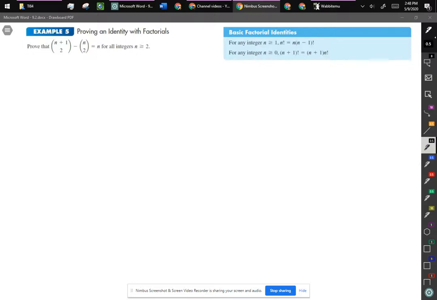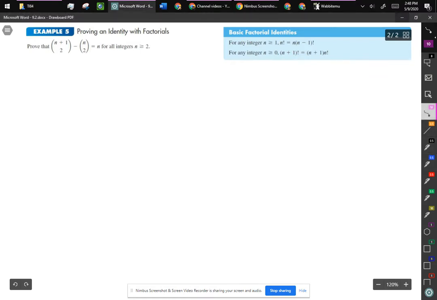Hey guys, welcome to example 5 of 9.2. We're doing basic factorial identities. To get started, let's look at the factorial identity that we need to do the proof. Now, the proof looks kind of intimidating at first, but it's actually rather simple if you just understand this identity.